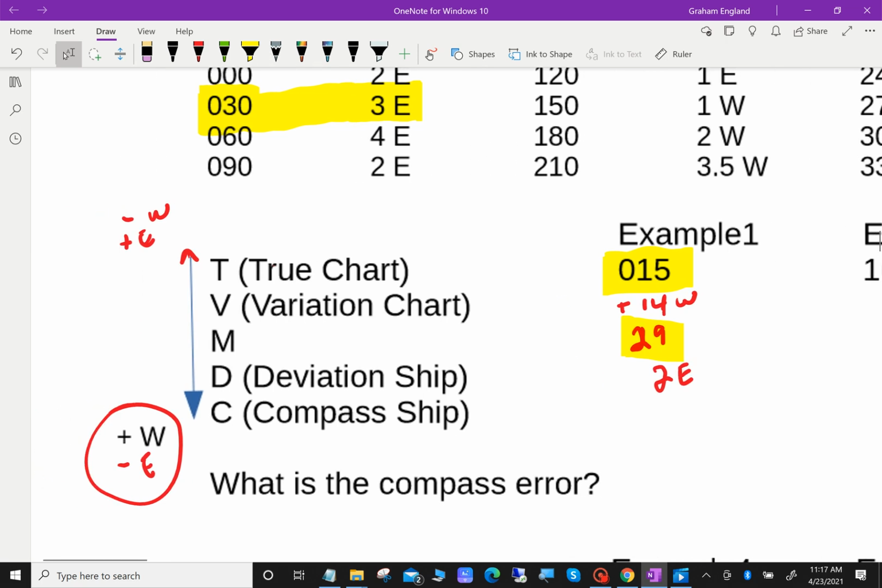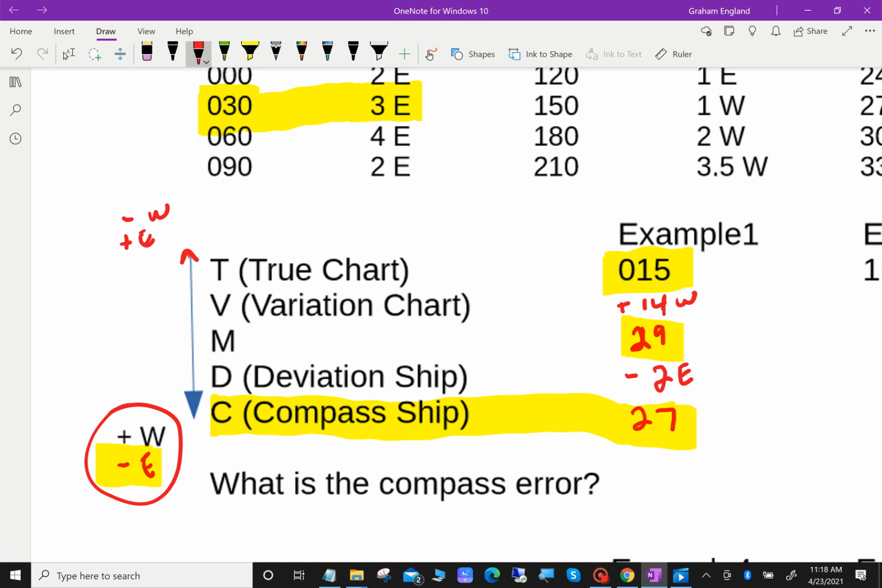I look at my cheat sheet. When I'm going down, 2 east is negative. So I subtract it. So that is 29 minus 2 is 27 degrees. That's my answer. That's my ship's compass course. So if I aim on my ship's compass 27 degrees, I will be traveling on the chart at 15 degrees.